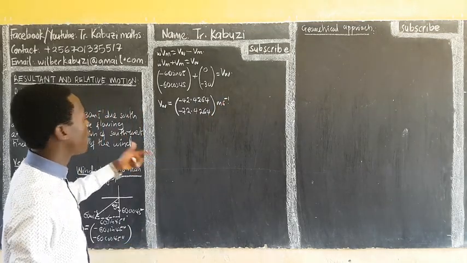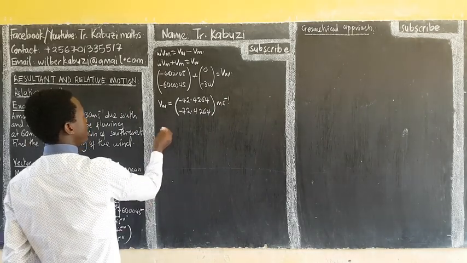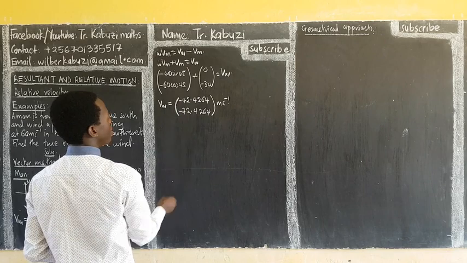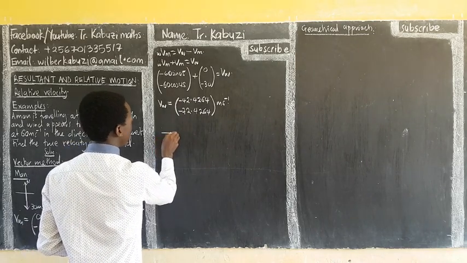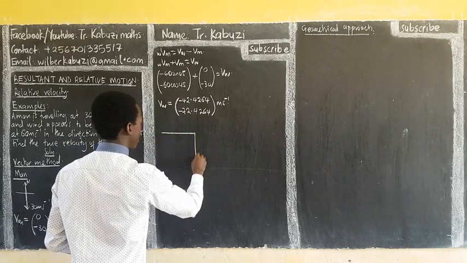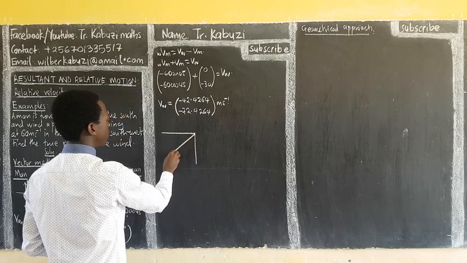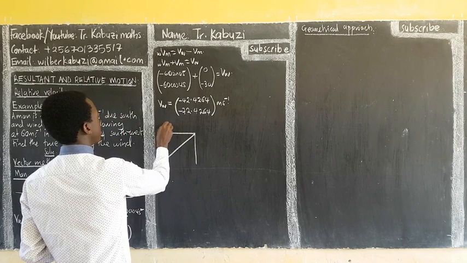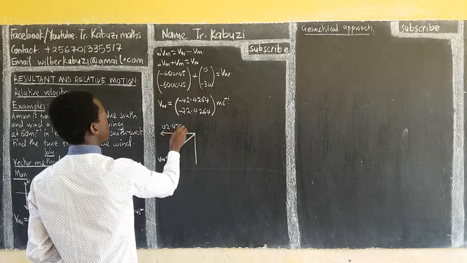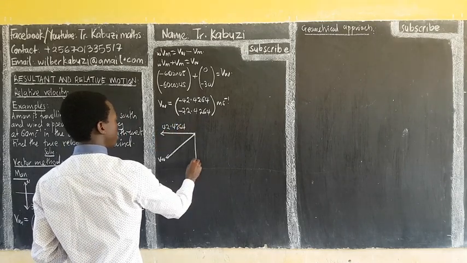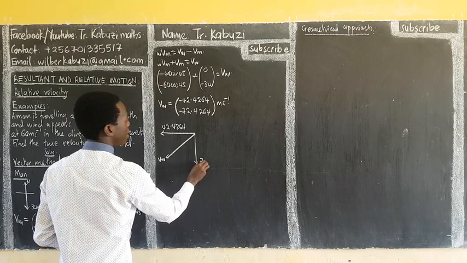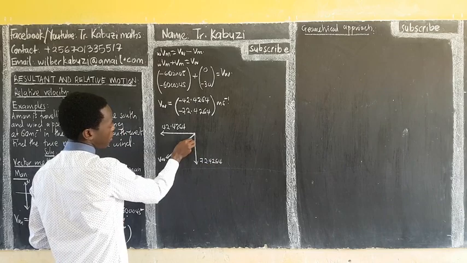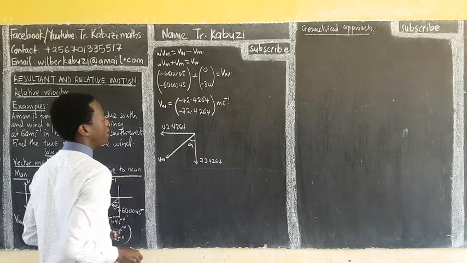So now we need to get its magnitude. Or you can simply sketch it here. You see it's in the negative and then also in the negative. So this is our V of the wind. The x is 42.4264. Then also this one is where it's going down, 72.4264. Now we always want our angle to be there.